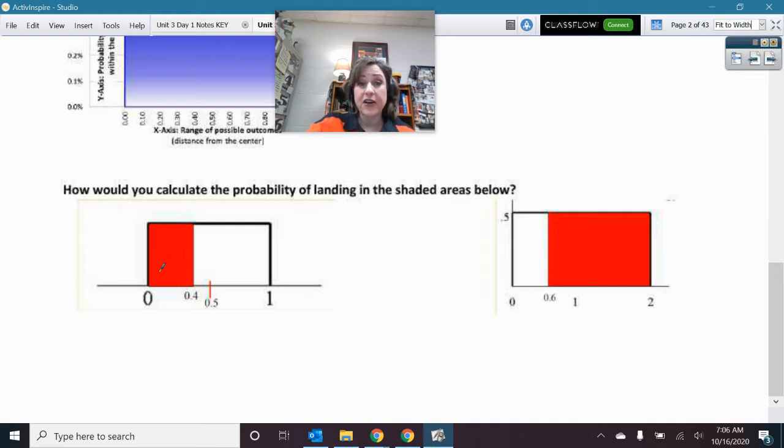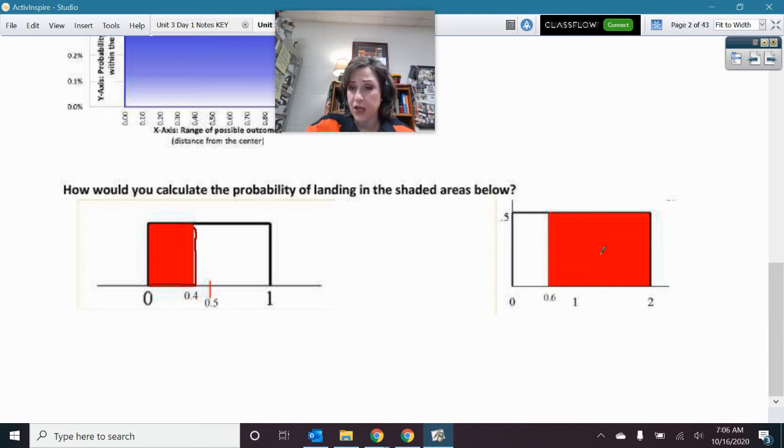And we know how to calculate the area of rectangles. So it's that length or base times that height. So I'm going to calculate that base times the height, and that's 0.4 times 1. So the area for this would be 0.4. So there's a 40% chance when you throw the dart or whatever that you're going to land in that red area.